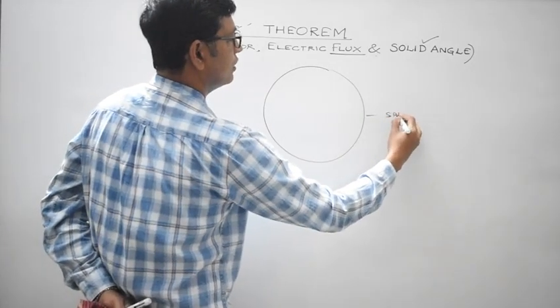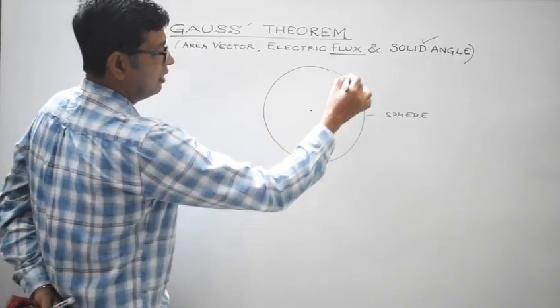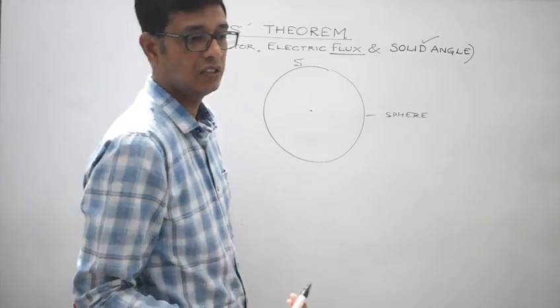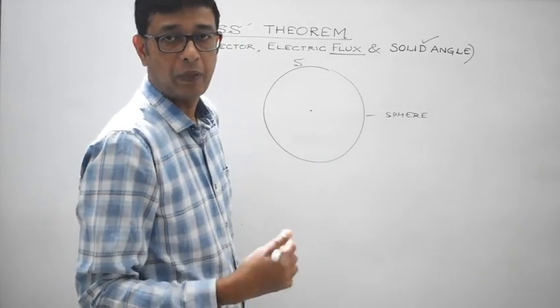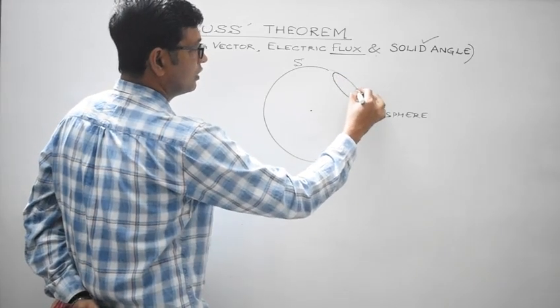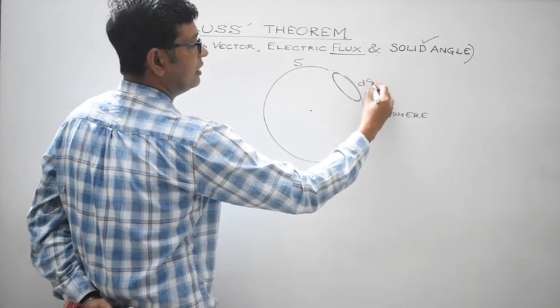This is a sphere. This is the center. Now let us consider its total area as S. Obviously, if the radius is R, then its total surface area would be 4 pi r squared. So let us consider a small portion of the sphere. This may be represented as ds, isn't it?